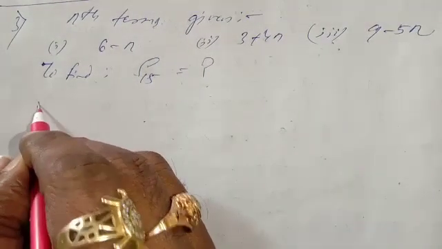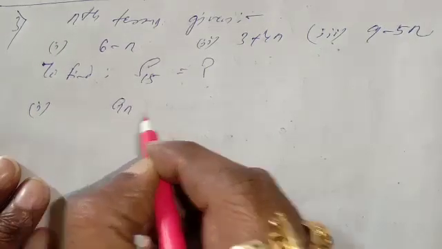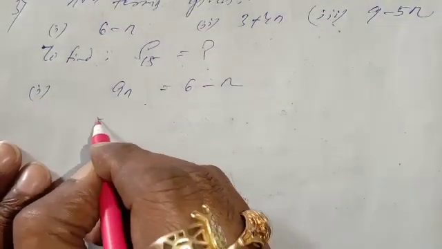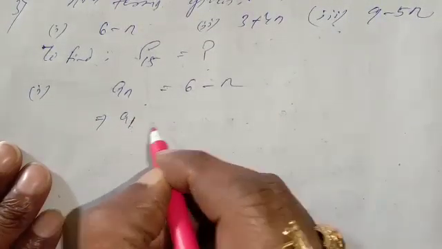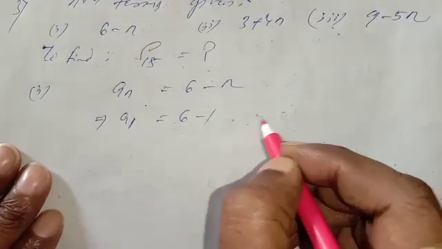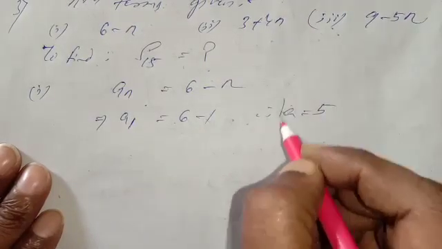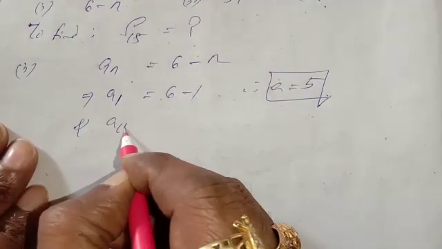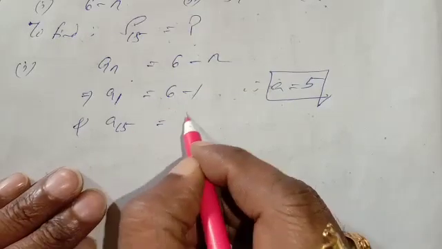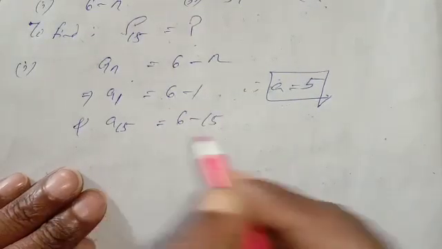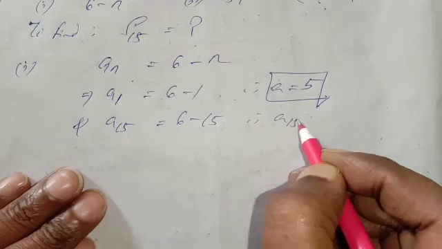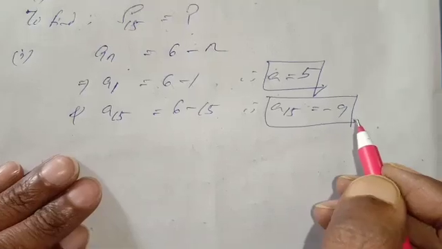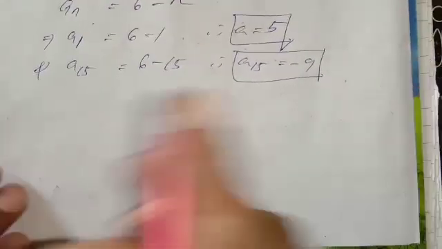So for the first part, the nth term is an equal to 6 minus n. If I put n equal to 1, I get the first term, a1, which is equal to 6 minus 1, that means 5, therefore a is equal to 5. This is the first term. And for the 15th term, because we need the last term, n is replaced by 15, so a15 is 6 minus 15, that is minus 9.